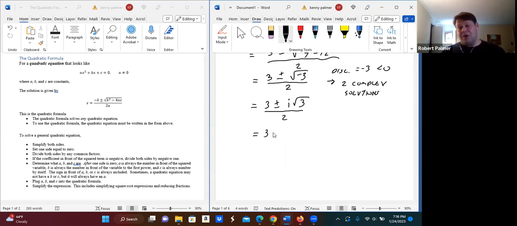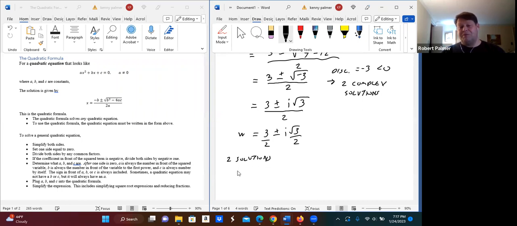So we have 3 plus or minus, or not plus or minus, sorry, 3 over 2, and then plus or minus i times the square root of 3, over 2. Okay, we still have 2 solutions. This is w, so our 2 solutions.